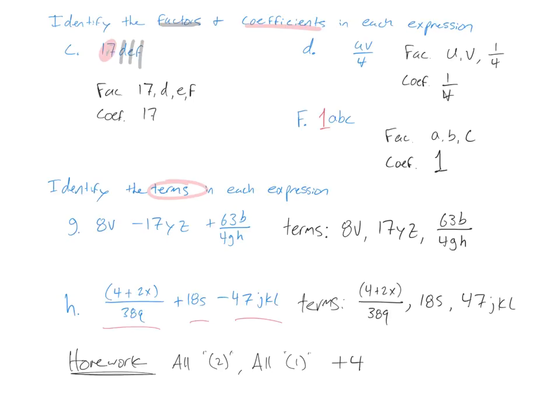I believe that will be a total of 20. So all of them with a 2, all of them with a 1, and then 4 more of your choice.